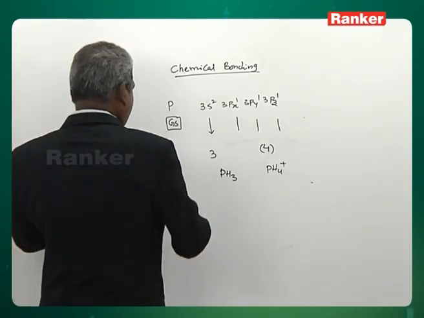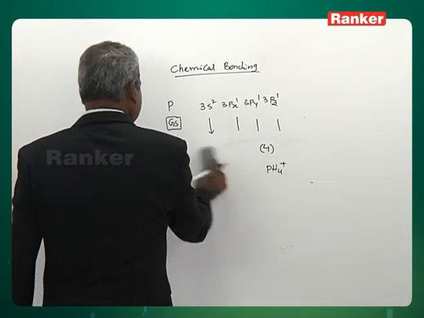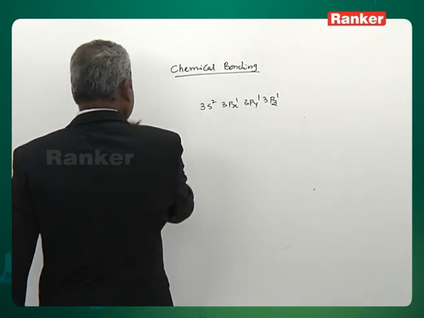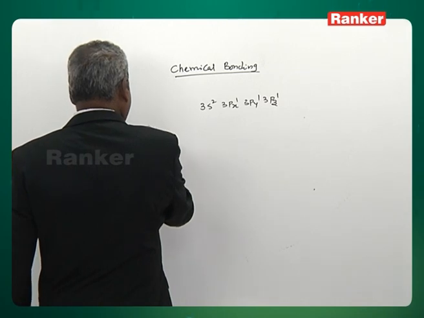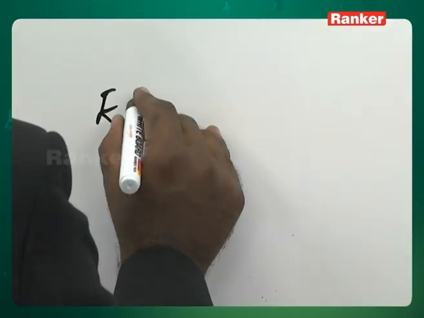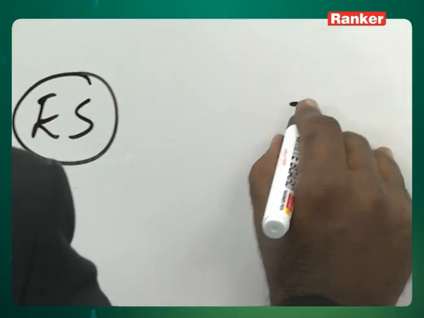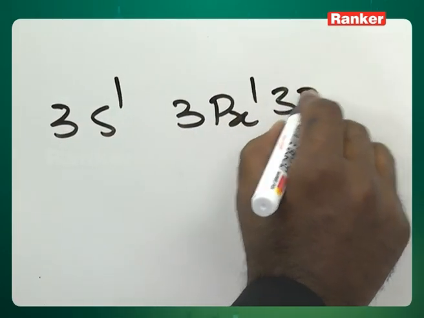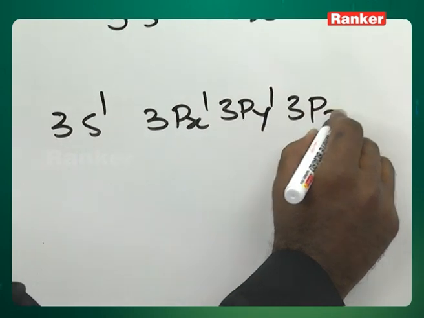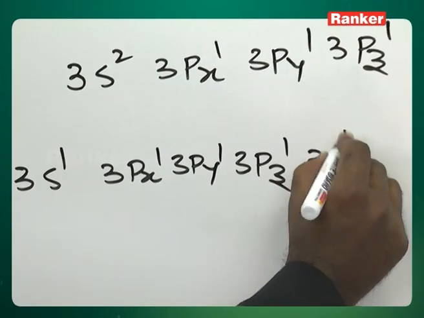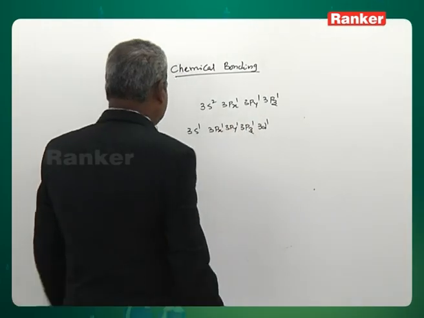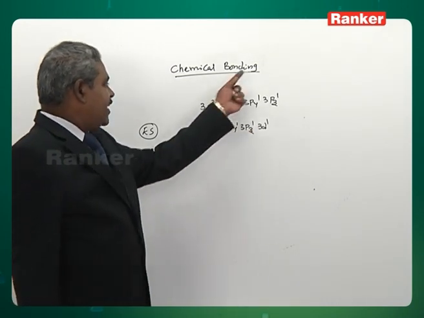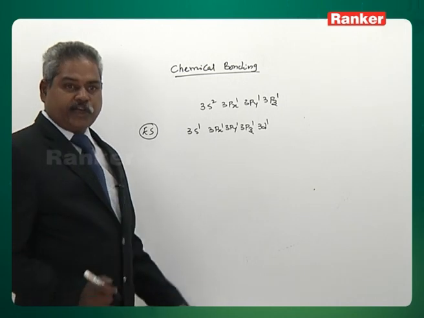And what else can phosphorus do? When phosphorus is in its excited state, look here: 3s1, 3px1, 3py1, 3pz1, 3d1. Where has this come from? This 3s electron, when some energy is given, goes to the 3d state.